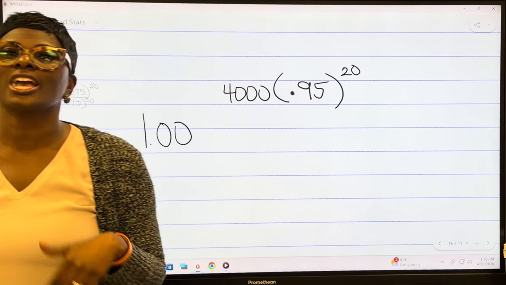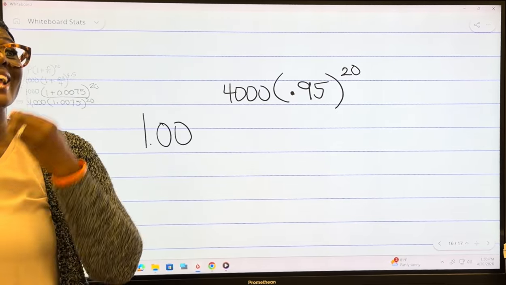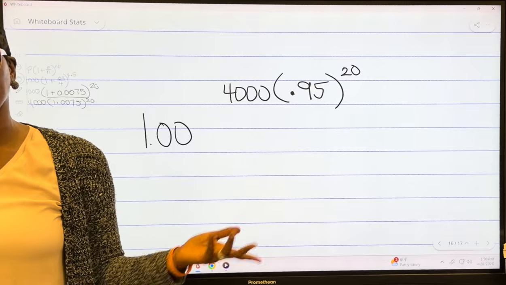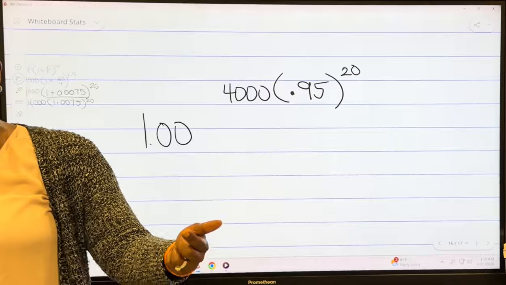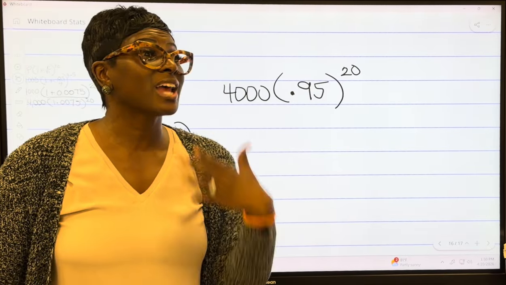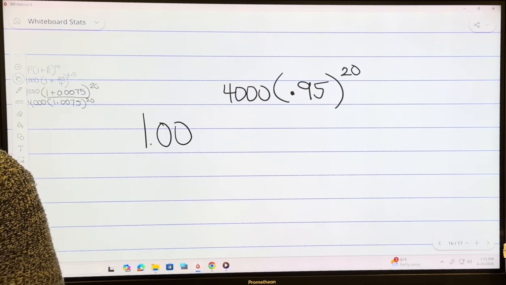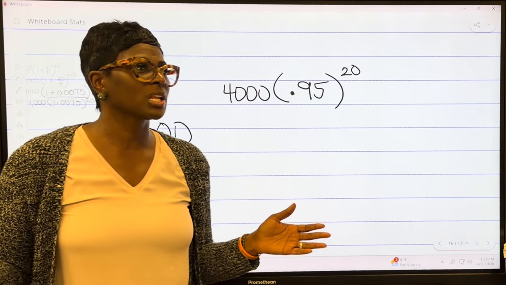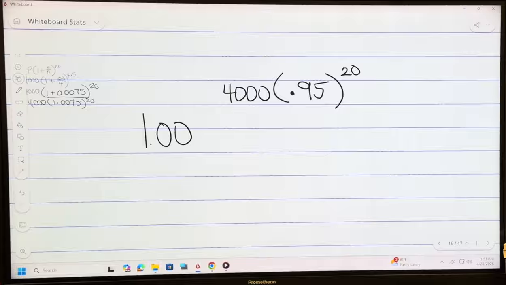All of something is a whole. Do we all agree? What does a whole look like as a decimal? 1 or 1.0 or 1.00 or 1.000. And then what does one whole look like as a percent? One more time. As a percent, what does it look like? 100%. One whole as a percent is 100%. Correct? Okay. So that means this is 95%, right?